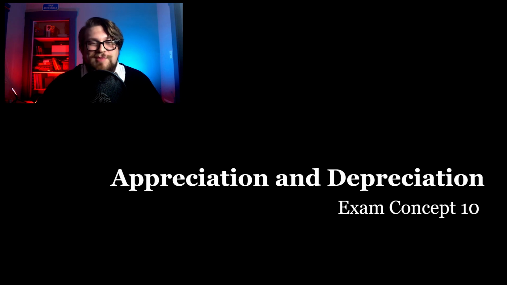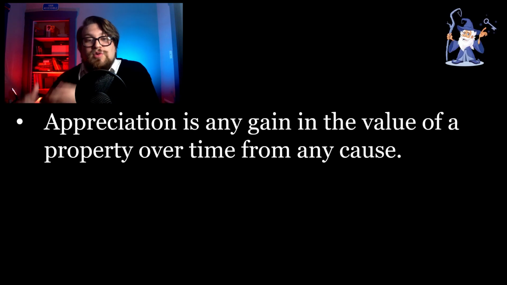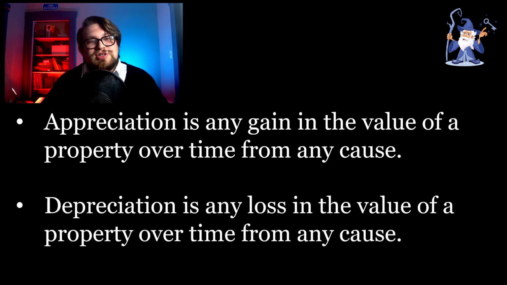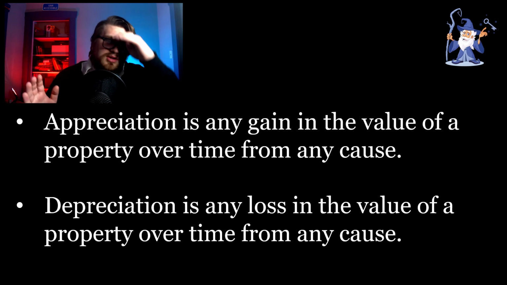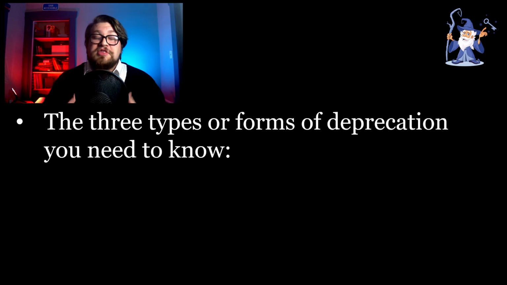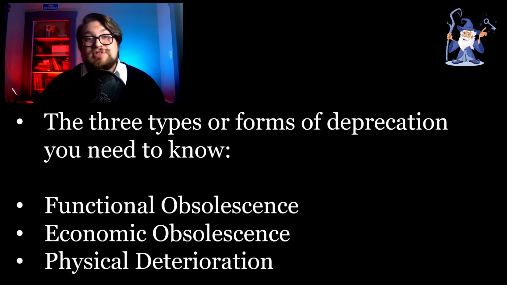Now, while we're on the topic of value, let's cover appreciation and depreciation. So appreciation is any gain in value of a property over time from any cause. Depreciation is any loss in value over time from any cause. One is gain, one is loss. Now, depreciation is super important to understand. So important that there are actually three main types of depreciation. The three types or forms of depreciation are functional obsolescence, economic obsolescence, and physical deterioration.